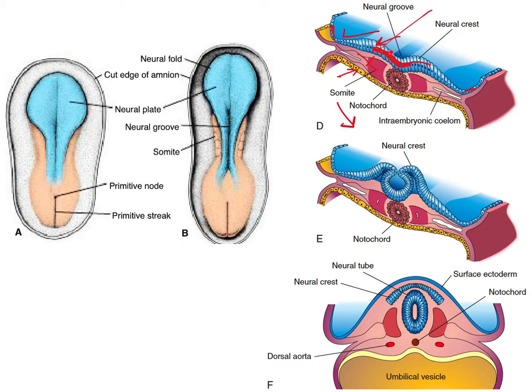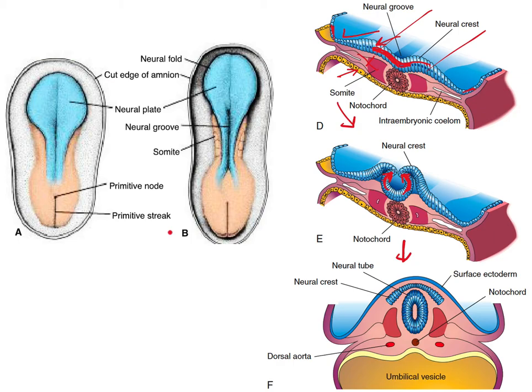Now, the edge, or the margin, of the neural plate becomes elevated like that, creating something called a fold, like the fold of a paper. So this is the neural fold. Once the neural folds form, they start to approach each other, becoming closer until they fuse, forming a tube. This is the neural tube.